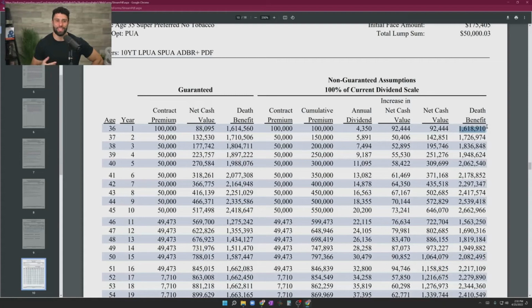So now you're asking this question, well, if you said in the first video that a female policy should be more efficient because they live longer, well, what is going on? Why is there actually more cash value in the policy with the males? Well, here's actually what's going on.